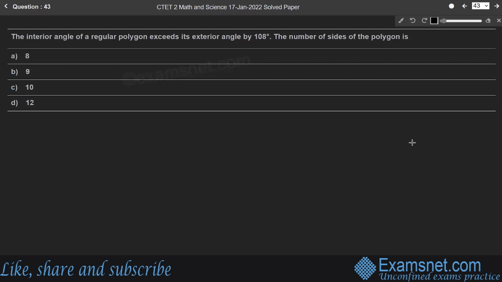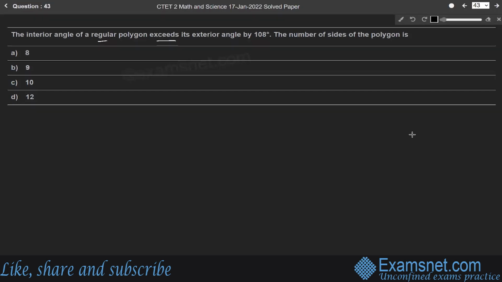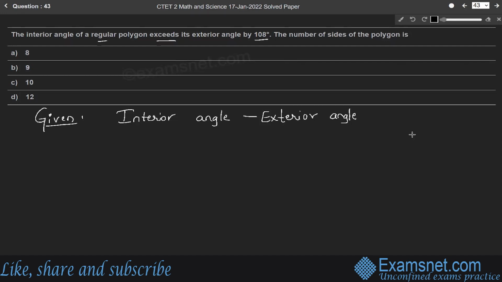Question 43. The interior angle of a regular polygon exceeds its exterior angle by 108 degree. The number of sides of the polygon is. So here interior angle minus exterior angle. So interior angle is more than exterior angle by 108 degree, right? Therefore, interior angle minus exterior angle is 108 degree, right?